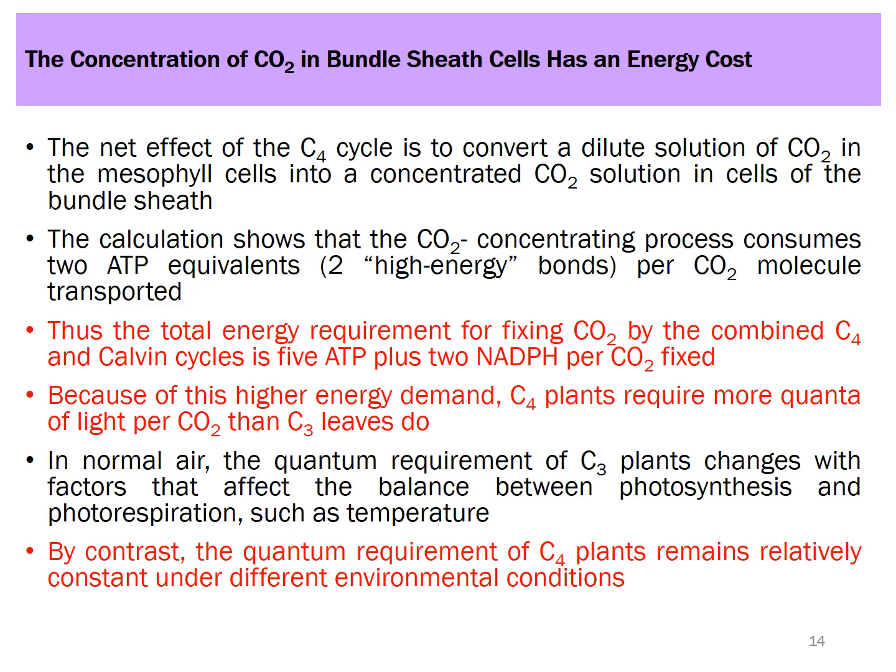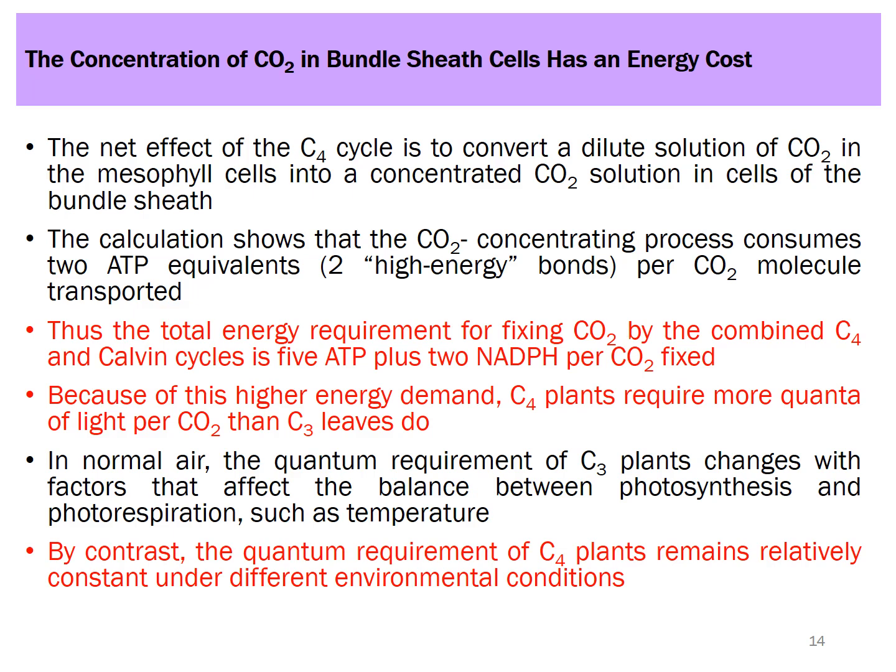Thus, the total energy requirement for fixing carbon dioxide by the combined C4 and C3 Calvin cycle is 5 ATP, because 3 ATP and 2 NADPH were required for the Calvin cycle, and now 2 additional ATP are required to operate the C4 cycle. So collectively 5 ATP and 2 NADPH are required in C4 plants to fix one molecule of carbon dioxide. Because of this high energy demand, C4 plants photosynthesizing under non-photorespiratory conditions, that is high carbon dioxide concentration and low oxygen level, require more quanta of light per carbon dioxide than C3 leaves do.